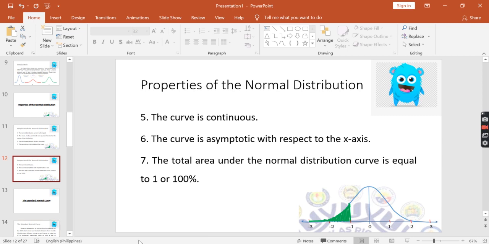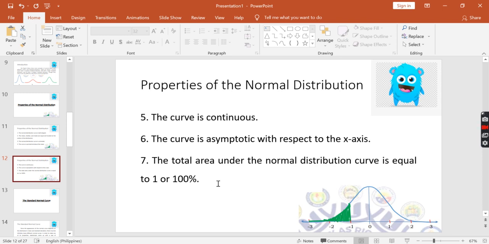Next, the curve is continuous. When you say continuous, it is continuing on both sides, going to the left and to the right. The curve is asymptotic with respect to the x-axis. When we say asymptotic, it never touches. Imagine the horizontal line here is our x-axis. The normal curve will go very near the x-axis, but it will never touch it on both sides. That is the definition of being asymptotic.